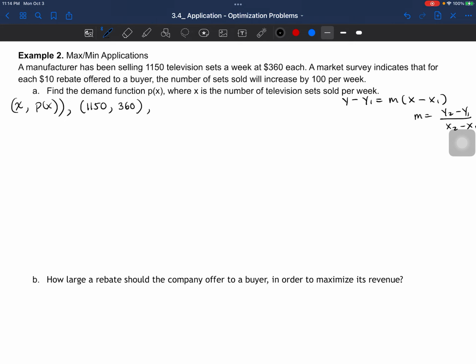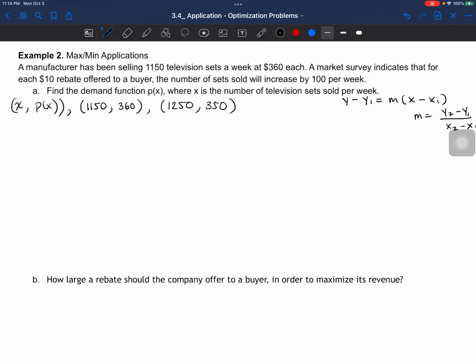The other point will be, well, what happens if we decrease the price by $10? That means we're gonna sell 100 more TVs, so 1,150 plus 100 will be 1,250, and the price will go from 360 to 350, right? You're gonna decrease the price. So in other words, this will be the change, right?